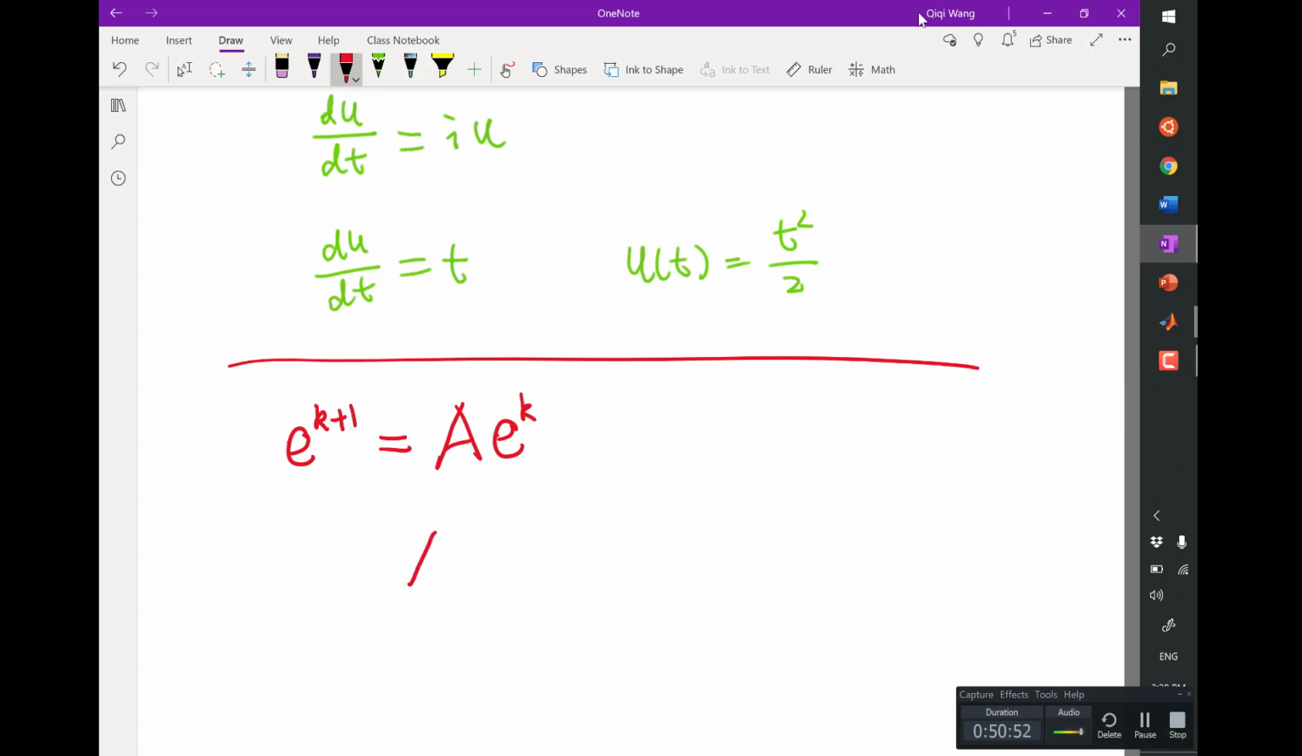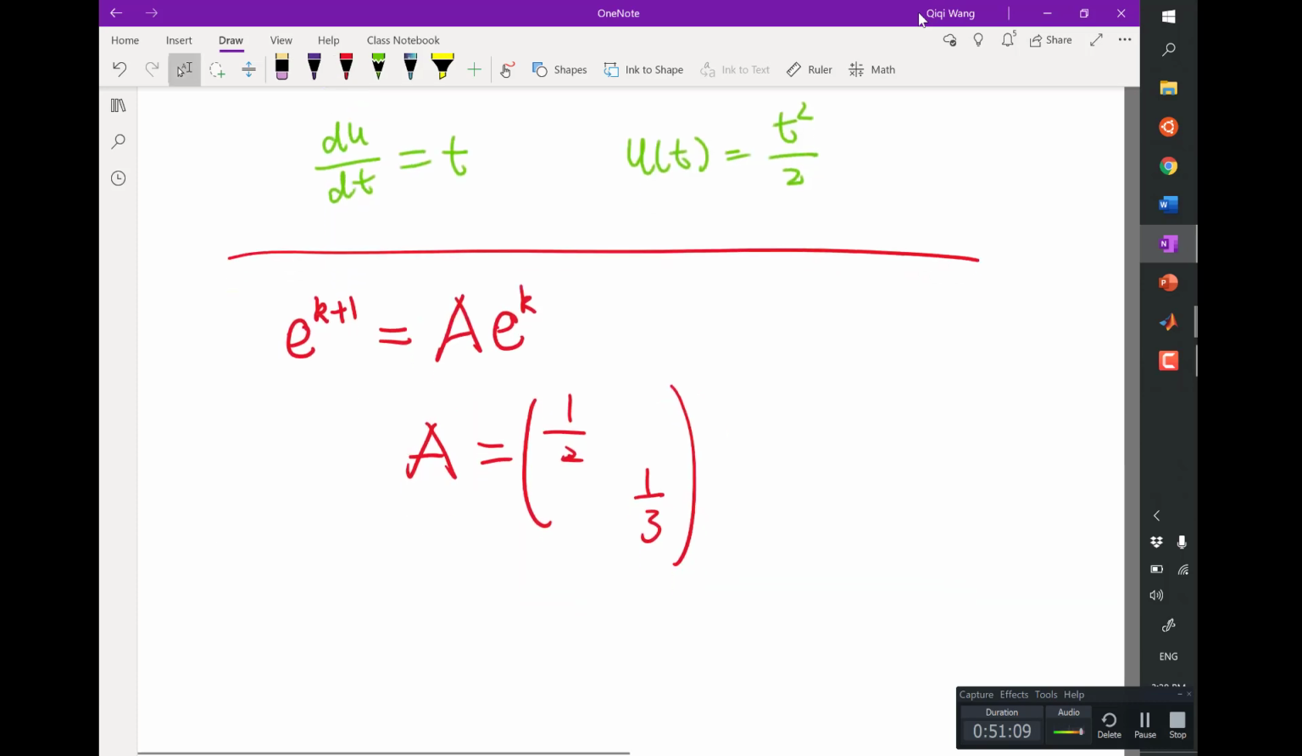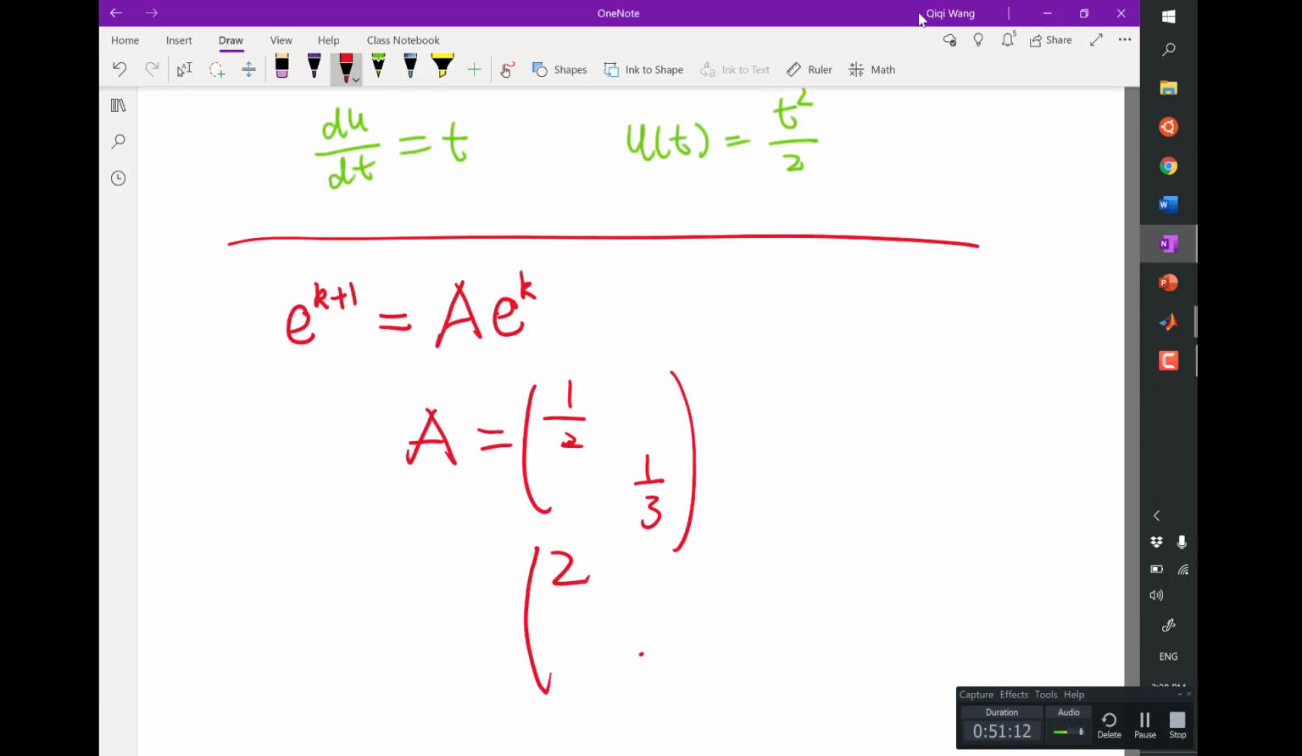Well, if the matrix A is, let's say, a half and a third, is the error going to grow or decay? It's going to decay, right? Every step you get multiplied by something smaller than 1. Okay, if I get A that is equal to 2 and minus 1, is the error going to grow or decay? It's going to grow, right? So the first term of the error gets multiplied by 2. It's going to grow. How about negative 2?